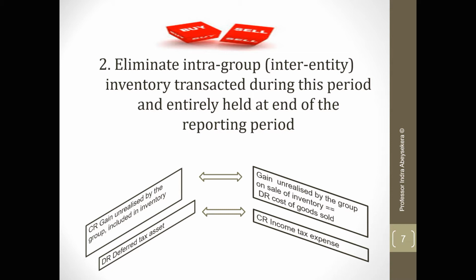We are now going to look at intergroup inventory transactions during the current period and entirely held at the end of the period. So what we need to realize is that one entity made a gain and that has to be reversed, and the other entity has received an overvalued inventory. That overvaluation has to be reversed. When we decrease the overvaluation, we are decreasing the carrying value of the asset.